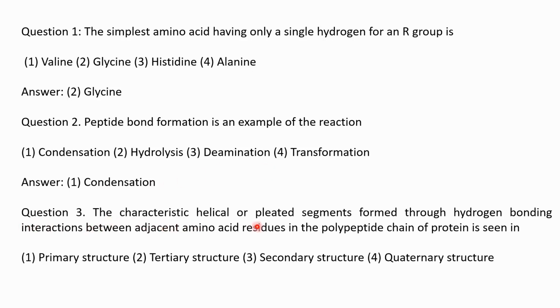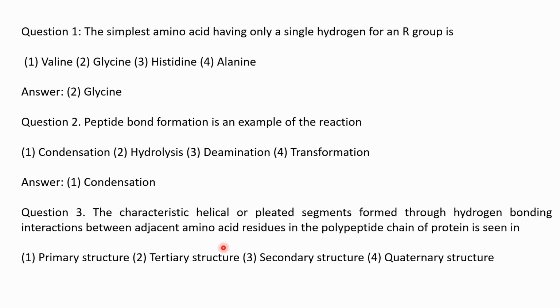Question number 3: the characteristic helical or pleated segments formed through hydrogen bonding interactions between adjacent amino acid residues in the polypeptide chain of protein is seen in. This question is based on the structural hierarchy of the proteins. What we are asked is which structural hierarchy has the helical or beta pleated segments formed through the hydrogen bonding interactions between the adjacent amino acid residues. The options are primary structure, tertiary structure, secondary structure, and quaternary structure.